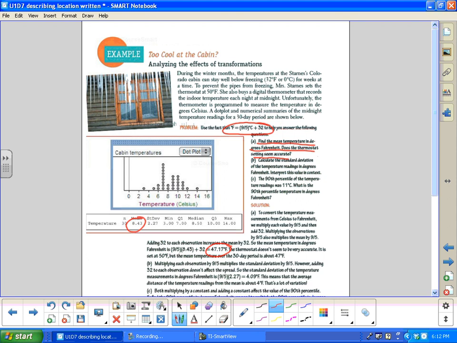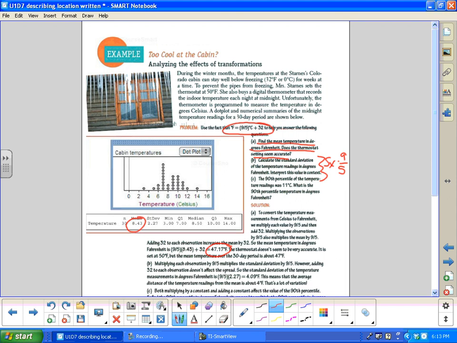So the next part B wants you to calculate the new standard deviation. So we have to think about what the rule says for measures of spread. For measures of spread, when you add, nothing changes. But when you multiply, you multiply. So all we're going to do is take the standard deviation and multiply it by 9/5, but we're not going to add the 32, because shifting it up doesn't change the spread. So adding 32 isn't going to affect the standard deviation.